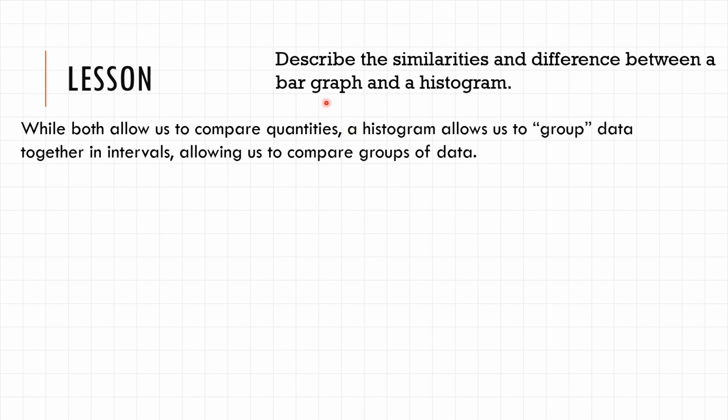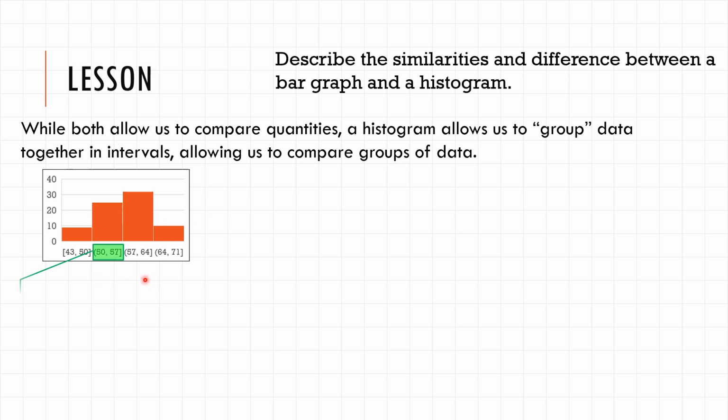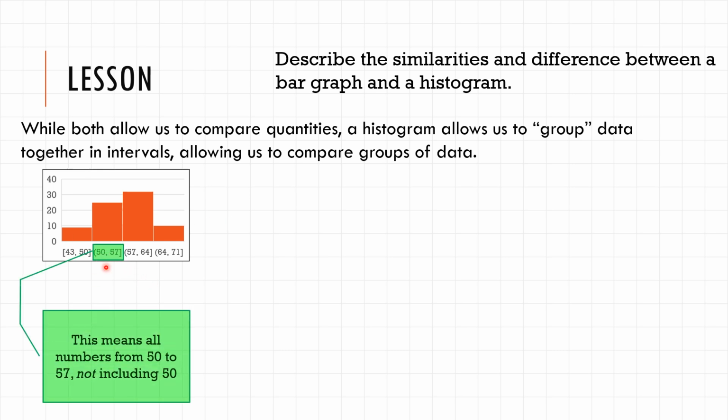While a bar chart and a histogram, so if I wanted you to describe those similarities and differences, while both of them allow us to compare 2 quantities, a histogram would allow us to group that data together in intervals of numbers and then compare those groups, just like this. And remember, this group means all the numbers from 50 to 57, not including 50 because there is a round bracket around that side.